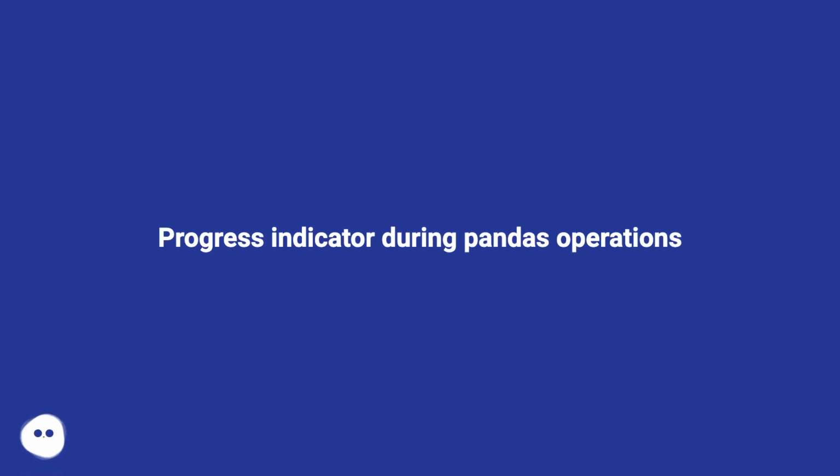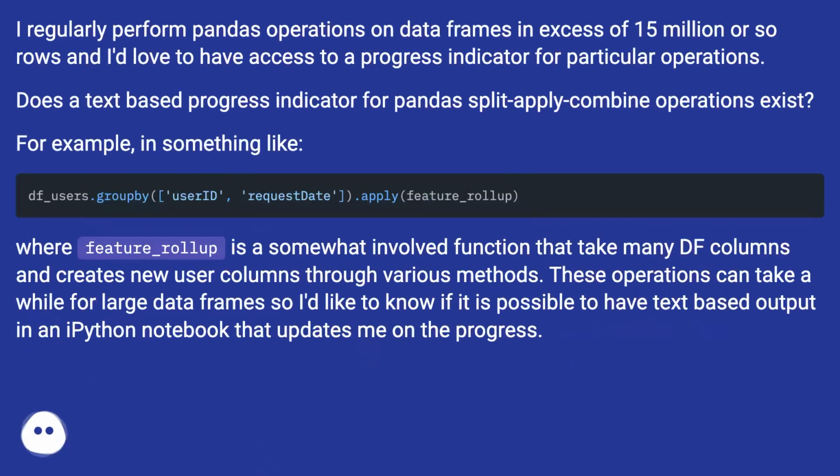Progress indicator during Pandas operations. I regularly perform Pandas operations on data frames in excess of 15 million or so rows, and I'd love to have access to a progress indicator for particular operations. Does a text-based progress indicator for Pandas split-apply-combine operations exist?